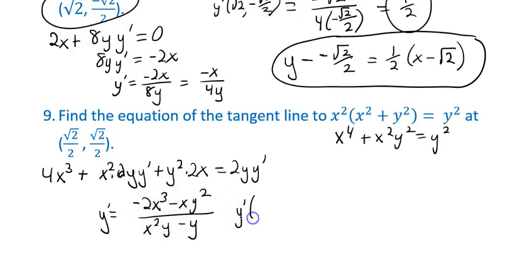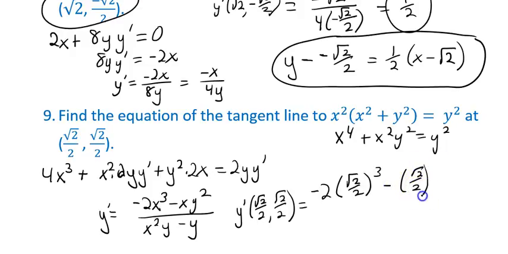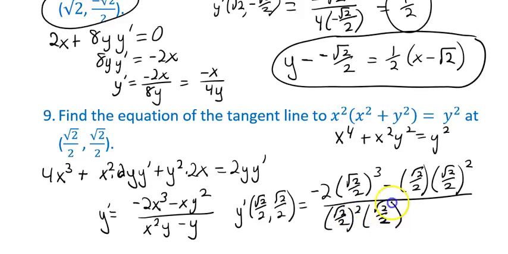When you plug in the point that they gave you, again, you're plugging in this point to your derivative that you just found. So negative 2 times square root 2 over 2 cubed minus square root 2 over 2 times square root 2 over 2 squared. And again on the bottom, square root 2 over 2 squared times square root 2 over 2 minus square root 2 over 2. All that takes a little bit of work, but it's going to come out to be 3.